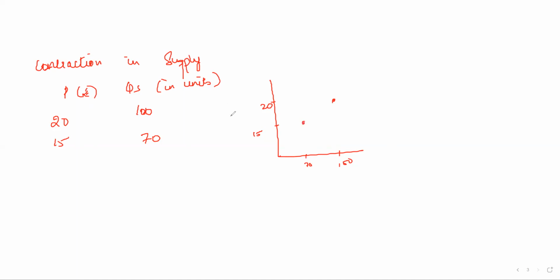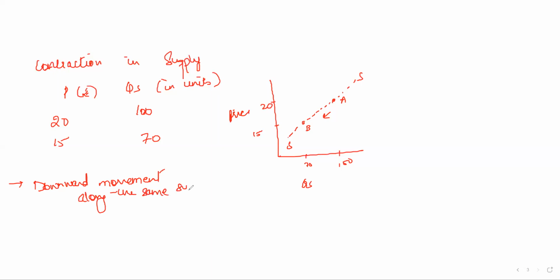Here we have price and here we have QS. Now from A to B, we are falling down. If I take this as a supply curve, what do you observe in this case? There is a downward movement along the same supply curve, right?